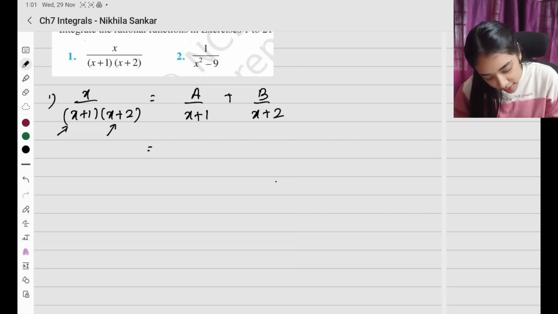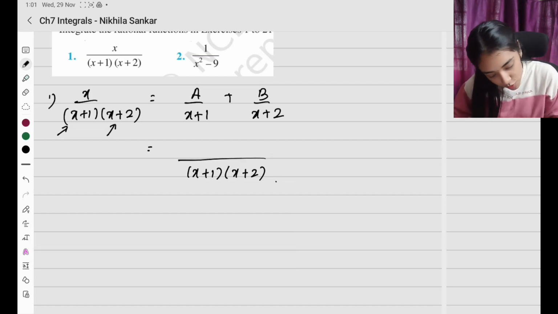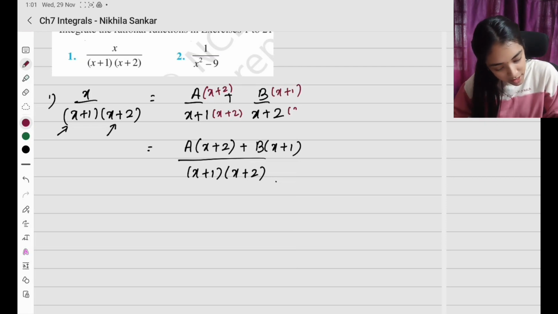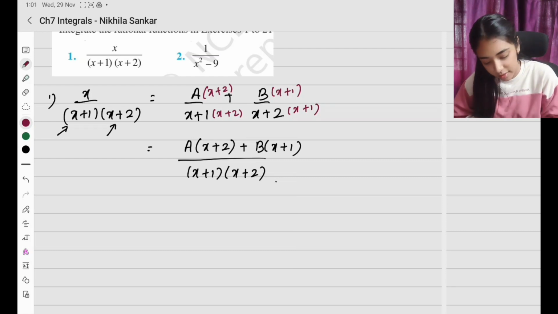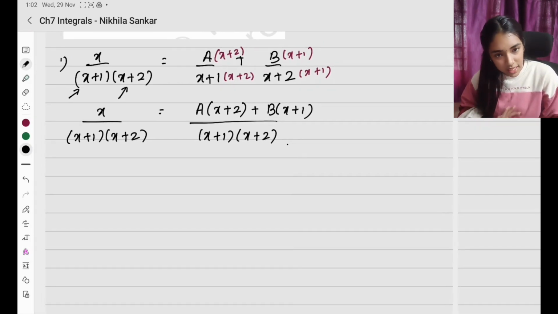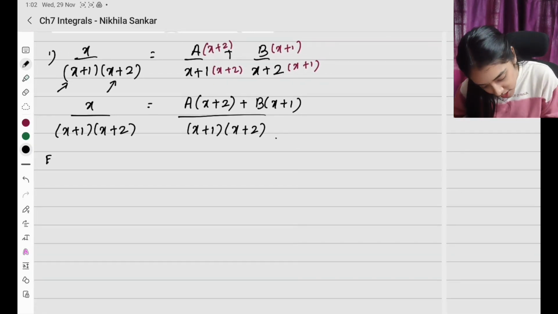Okay? Now I'm going to take the LCM. What is the LCM? x plus 1 times x plus 2. So a times, I need to multiply by x plus 2, plus b times, I need to multiply by x plus 1. What exactly am I doing? Here I need to multiply by x plus 2 and here I need to multiply by x plus 1. Okay? This is what I do. So on the LHS what do I have? x divided by x plus 1 times x plus 2. Since the denominators are equal, I can equate the numerators.